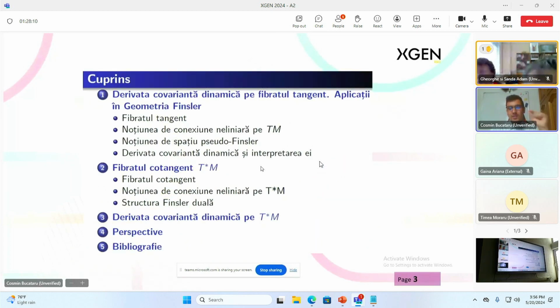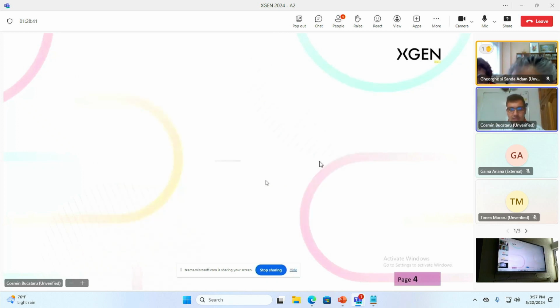I want first to present how this works in the tangent bundle, a study that was presented in the work of Radomir Miron, Ivan Bucataru, Hideo Shimada, and Szabo. And in the second part, I will talk about the cotangent bundle and the dual Finsler structure. And after all, I will present the main results and the future interests of my study.